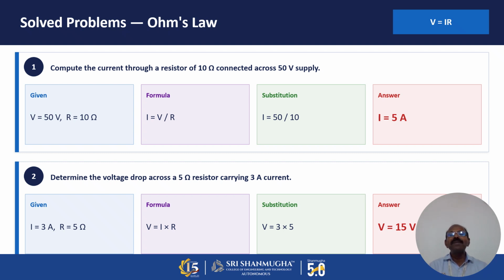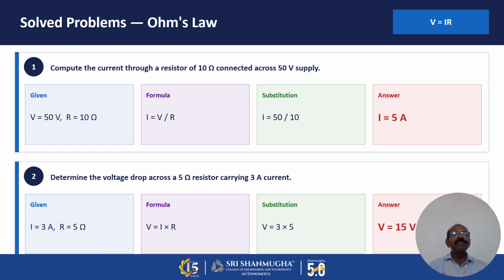Now some small problems you see. Compute the current through a resistor of 10 ohm connected across 50 volt supply. You see the problem here, the resistor is 10 ohm, and the power supply voltage is 50 volt, and you calculate the current.